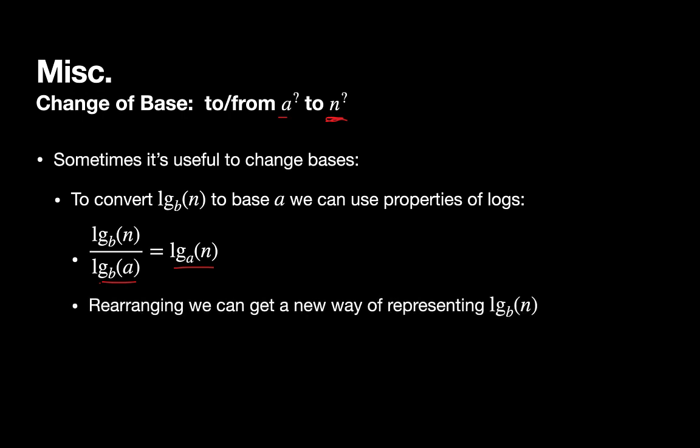Okay, and then we can rearrange that equation a little bit. Let's imagine that we multiply through by the denominator, and then we'll get an expression that will give us an alternate way of representing log base b of n. So log base b of n will be log base b of a times log base a of n. Okay, so we are going to use this to our advantage.